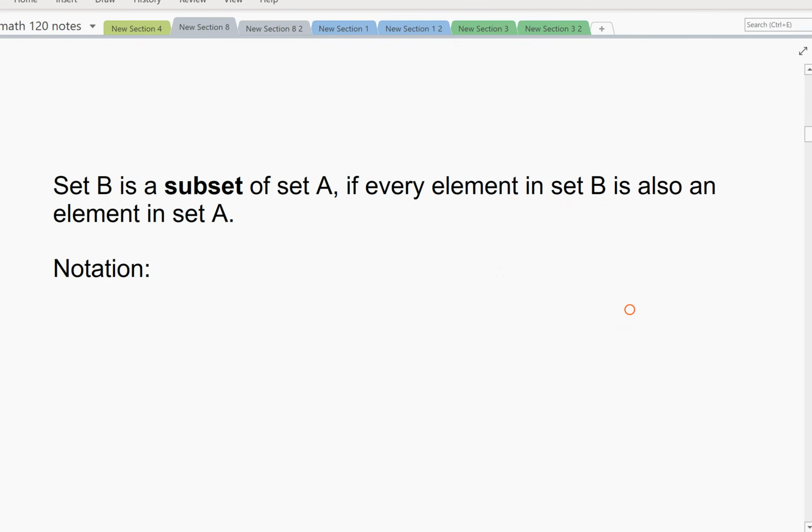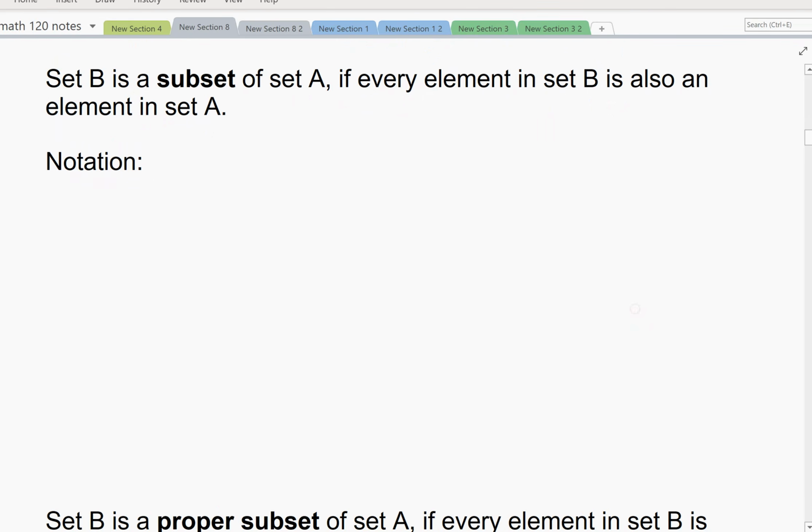Alright, subsets. We're going to be dealing a lot with subsets. We're going to be finding subsets of groups and being able to count subsets of groups, so it's very important that you understand what a subset is. So, the general subset. We've got set B and set A. Set B is a subset of A if every element in B is also an element in A. The notation for subset that you have to recognize is sort of like a sideways U. B is a subset of A.